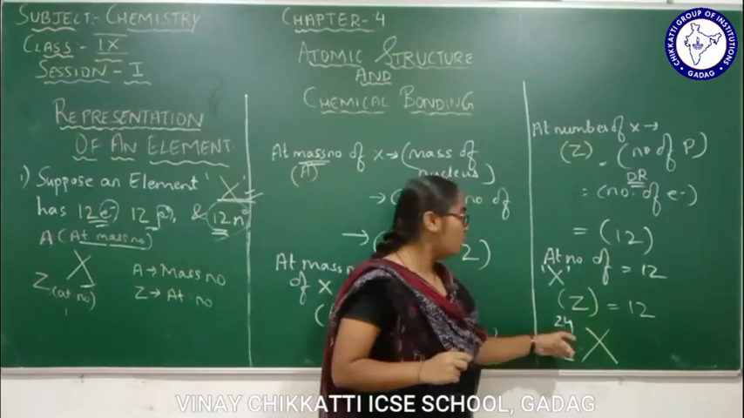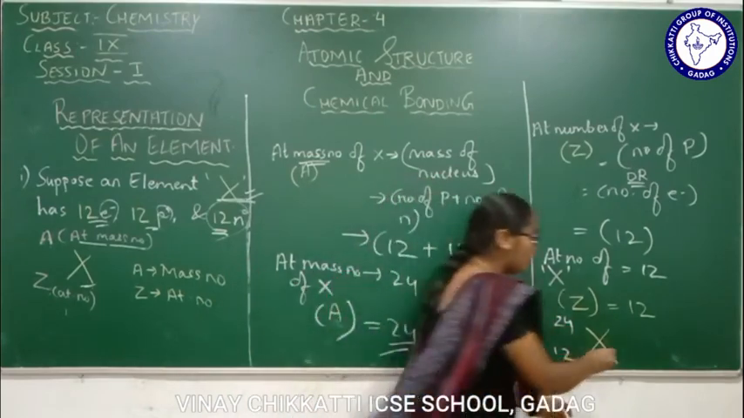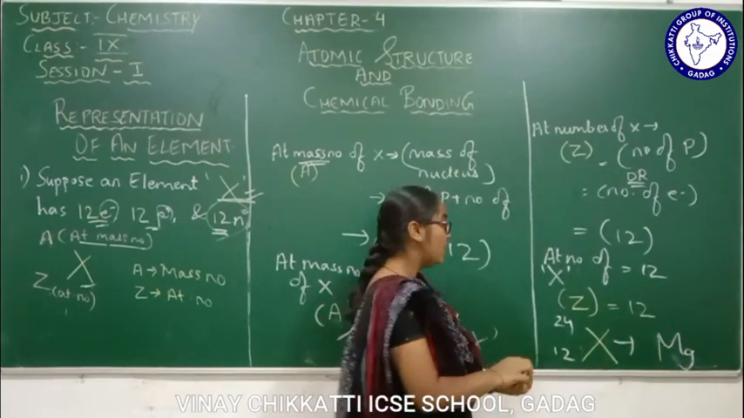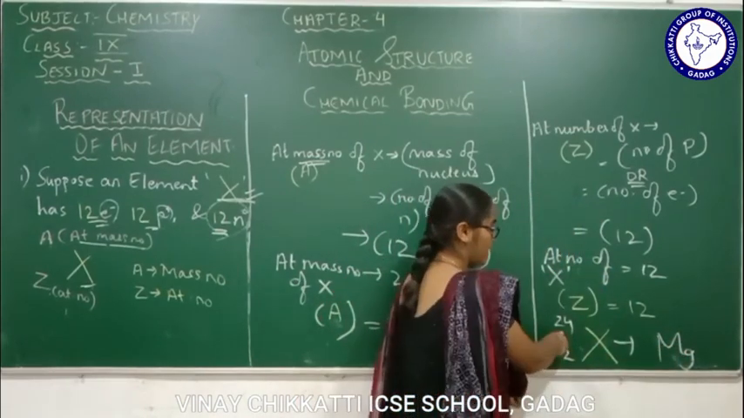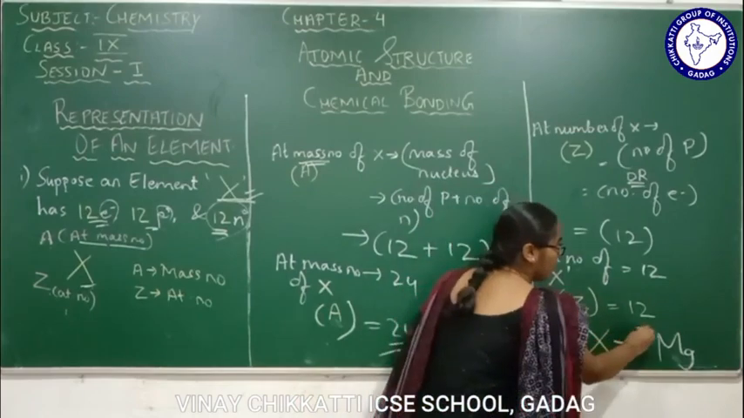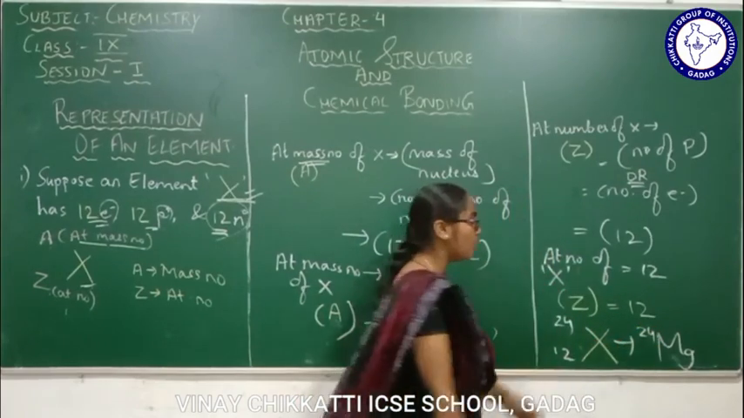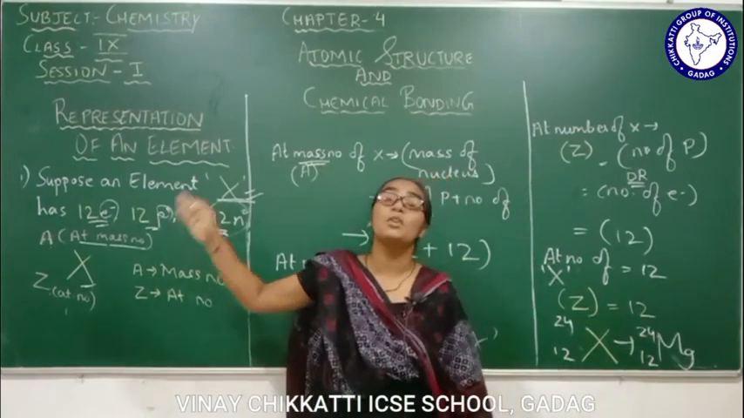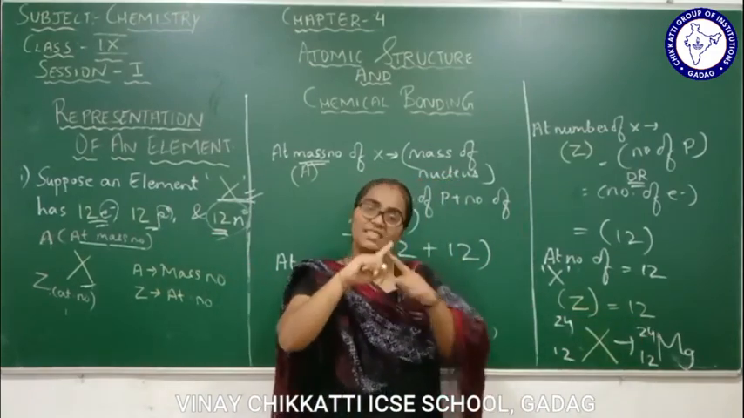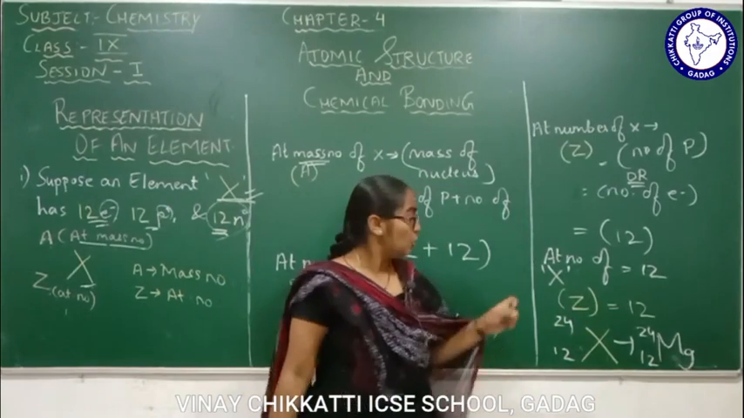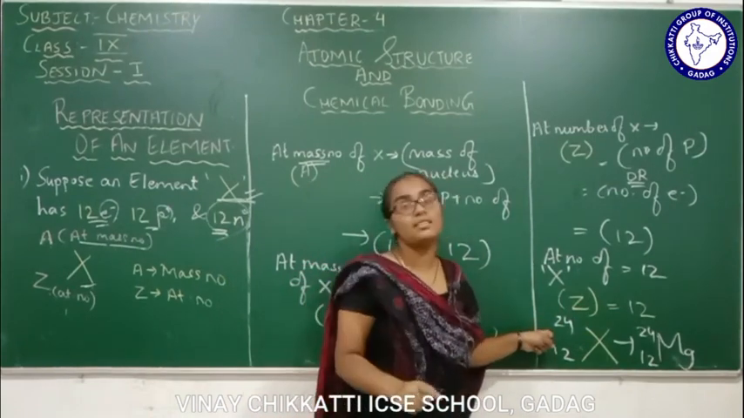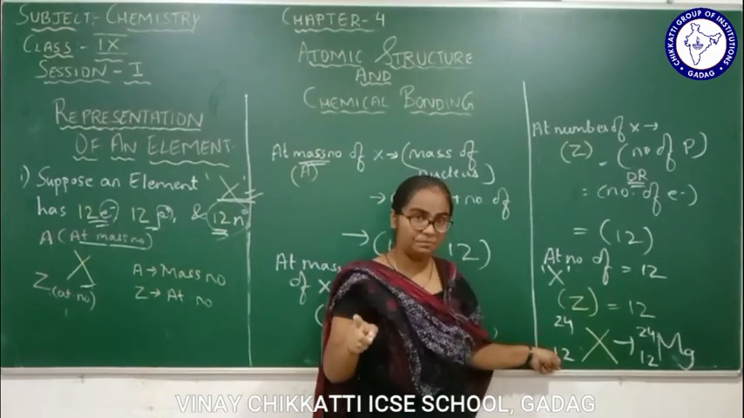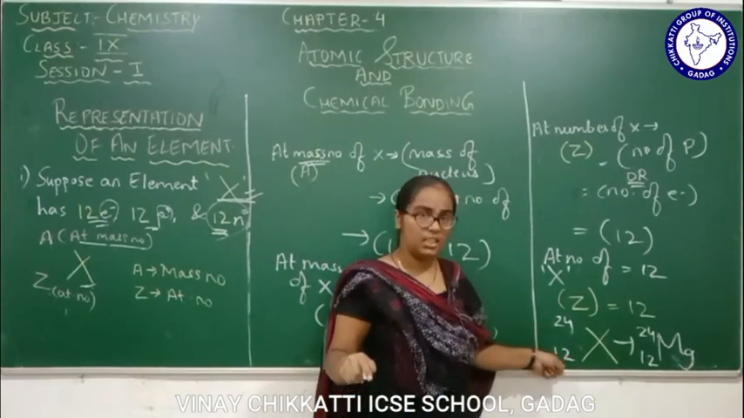So if this 24 and 12 is there, it is an element called magnesium, whose atomic mass number is 24 and atomic number is 12. Same. So I gave the example of magnesium by representing X as an element, right? So 24 will be the atomic mass number. Mass will come first, A, and this is Z, which is the atomic number.